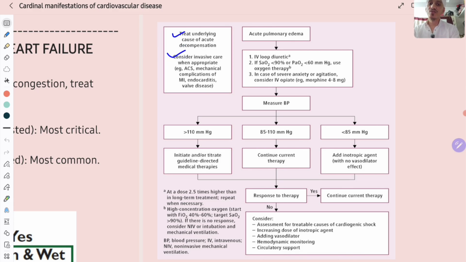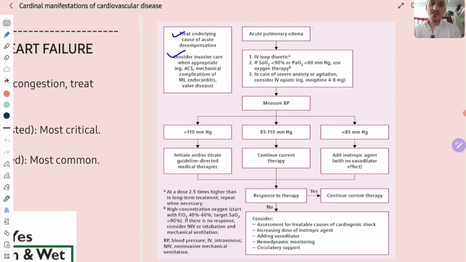For example, in acute coronary syndrome, mechanical complications of a myocardial infarction. What is that? Mechanical rupture of chordae tendineae, or rupture of septa of the heart, or rupture of ventricles, or endocarditis, valve disease. So whenever invasive care is appropriate, consider that.